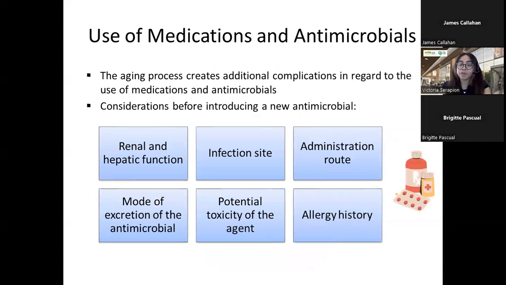So as we age, we may face more complex health conditions, which could require increased use of medications and antimicrobials. And that being said, it's important to remember that antimicrobial use effectiveness diminishes over time and with use due to antimicrobial resistance. So this is why before taking a new antimicrobial, there are some considerations to make, such as renal and hepatic function, infection site, administration route, mode of excretion of the antimicrobial, potential toxicity of the agent, and allergy history. And this topic will be discussed in greater detail during the antimicrobial stewardship program session.